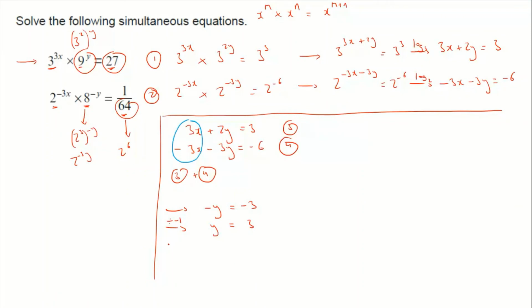So y equals 3. Then put this back into one of the equations. I'll put it back into equation 3 because I'm not really a fan of negative numbers. So you get 3x, and obviously 2y is 2 times 3, which is 6, equals 3. Take off the 6 and you get minus 3. Divide by 3 and you get x equals negative 1. So in this case, y equals 3 and x equals negative 1. That's that one solved.